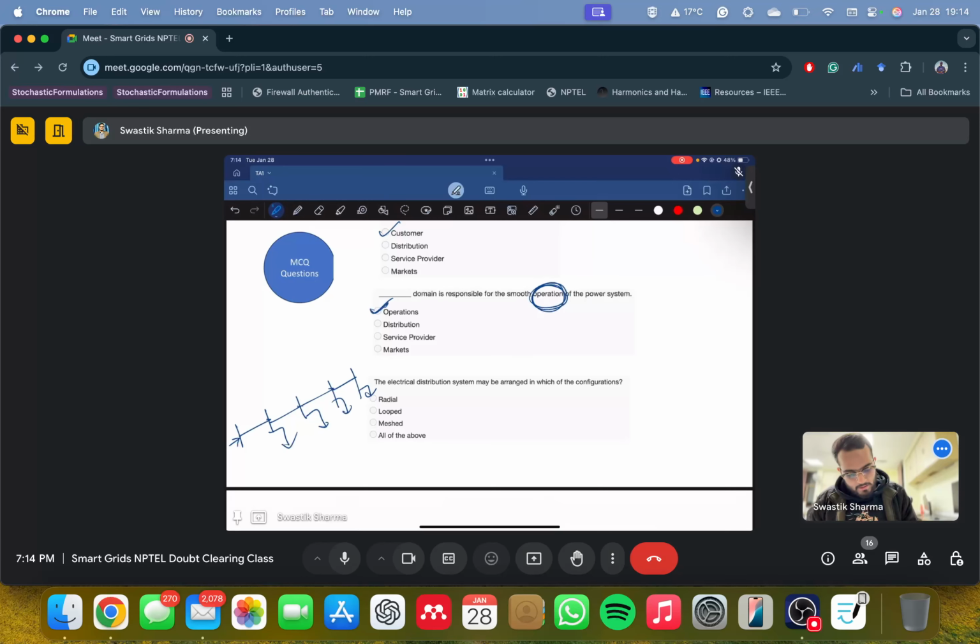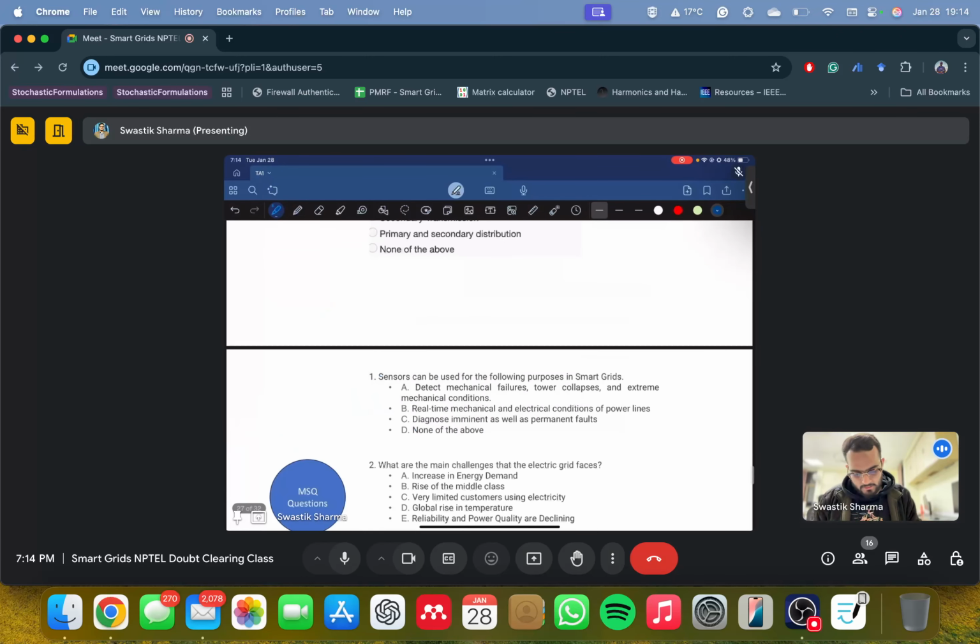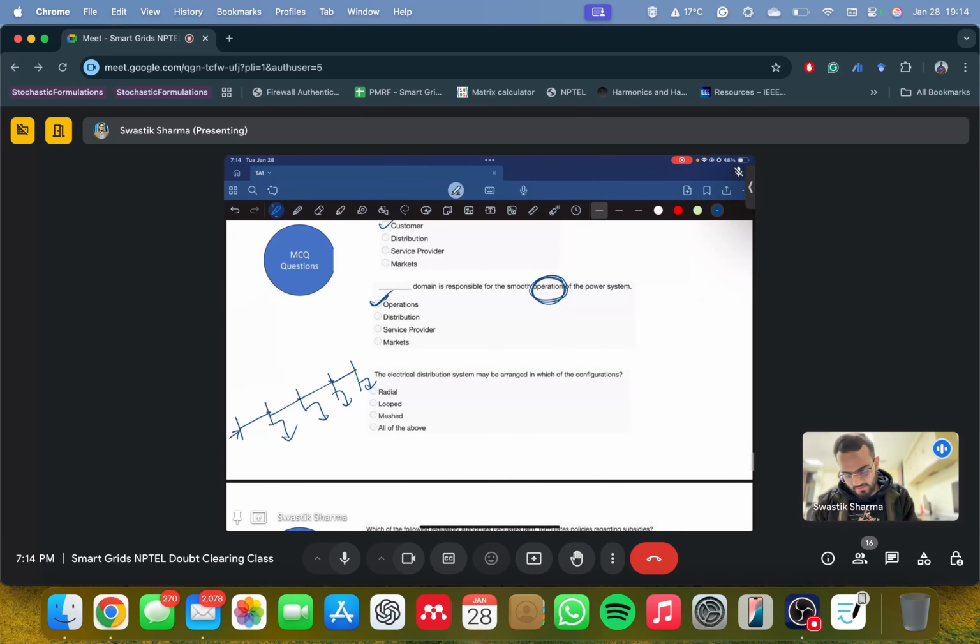Okay, so looped, just a second. Let's say that you have this system and you add one loop from here to here. Now this system becomes a looped system, because now you have a bus over here which is in contact with three nodes at a time, I mean this and this. But in radial, only two nodes were in contact with each other.